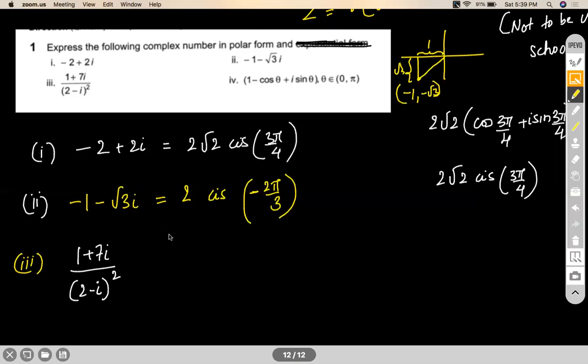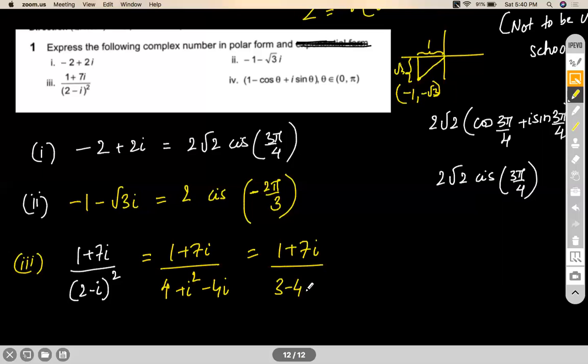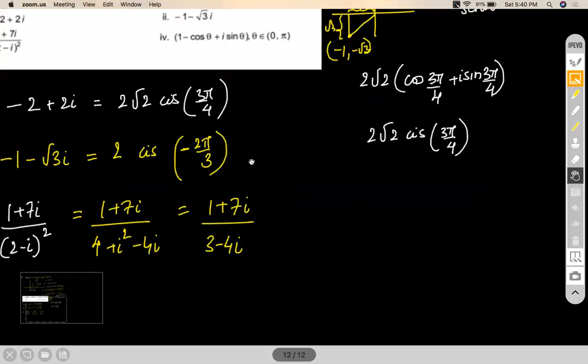Yes. Now, with respect to this, guys, first we have to simplify this. In the denominator, you will have 4 plus i square minus 4i. That will give you 1 plus 7i by, and this will give you 3 minus 4i. Correct? Most of you are waiting for me to solve this. So we'll take this up.